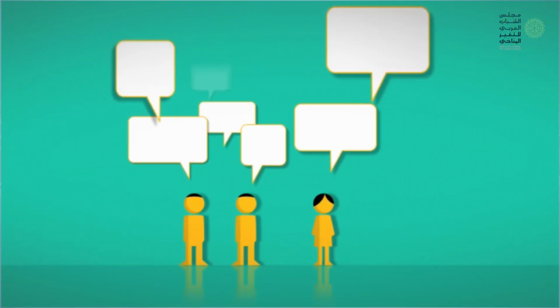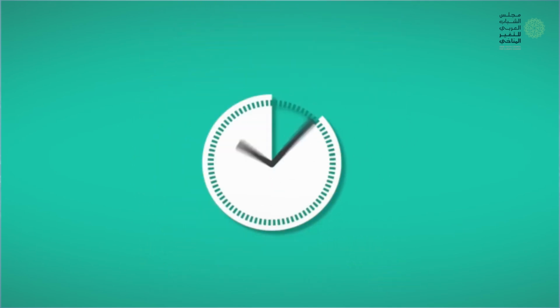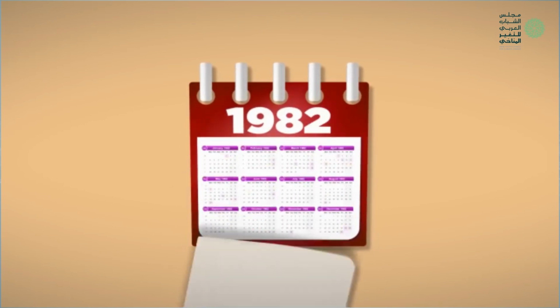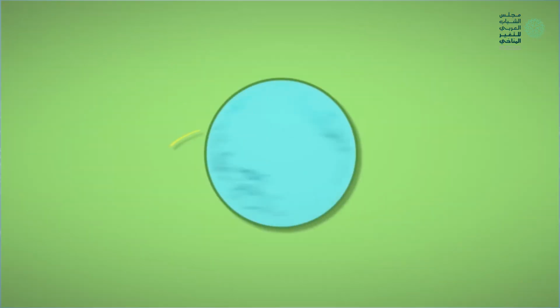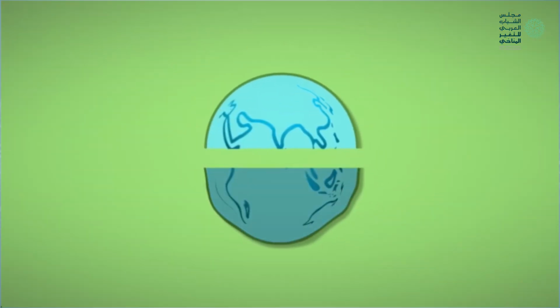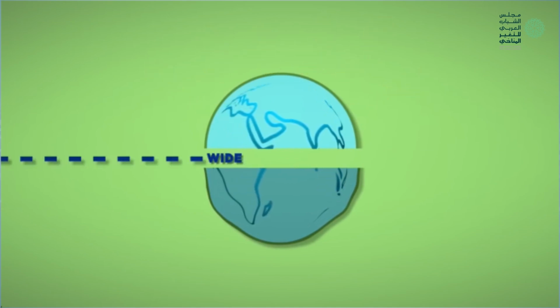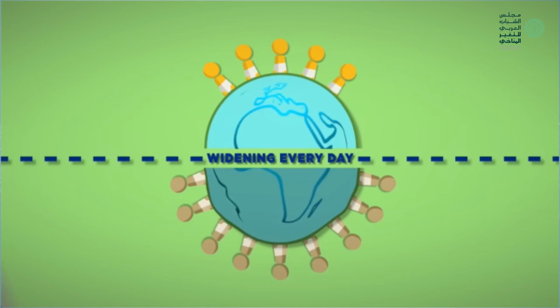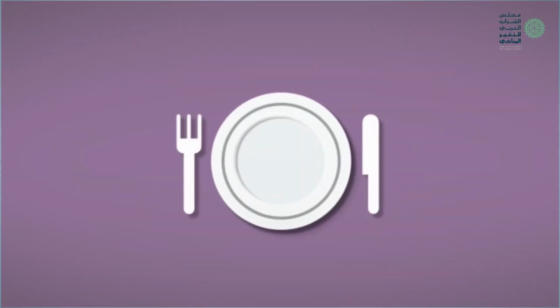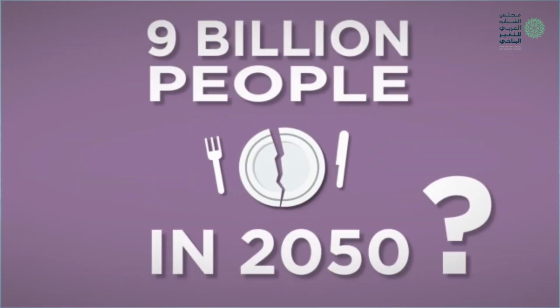Sustainable development. Everybody's talking about it. But what do those two words really mean? Let's take a couple of minutes to see what sustainable development is all about. The idea first emerged in the late 1980s as a response to the world's growing social and environmental problems. With globalization, the inequality gap between rich and poor countries is widening every day, and the projections for population growth are alarming. How are we going to feed a total of 9 billion people in 2050?